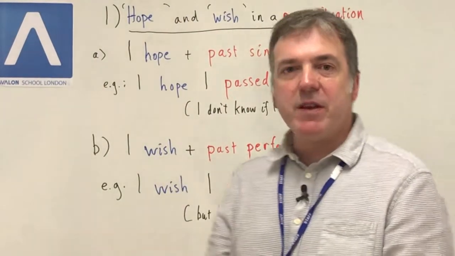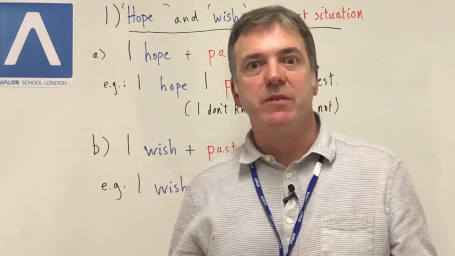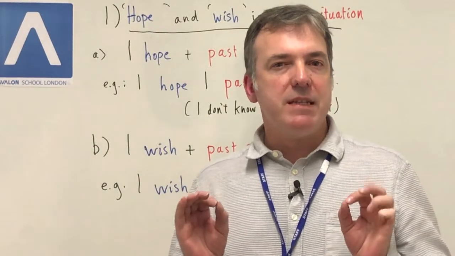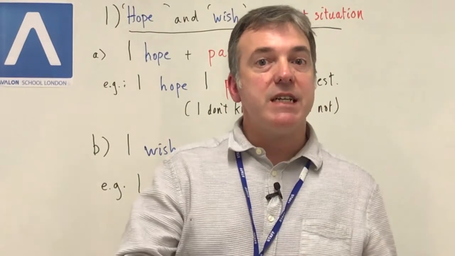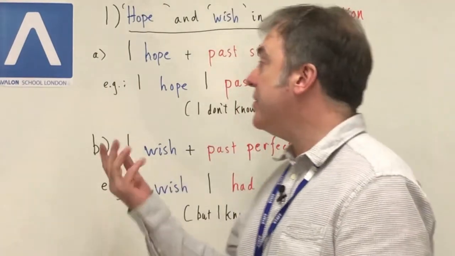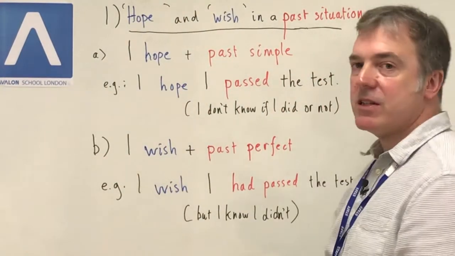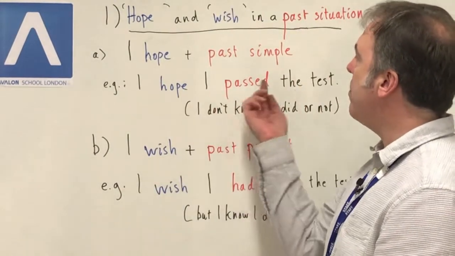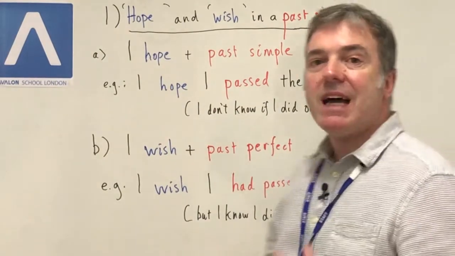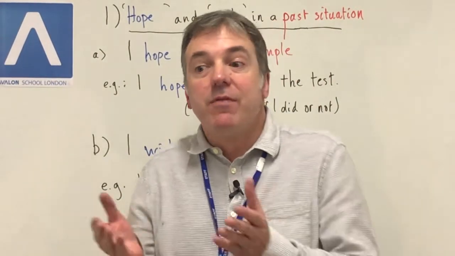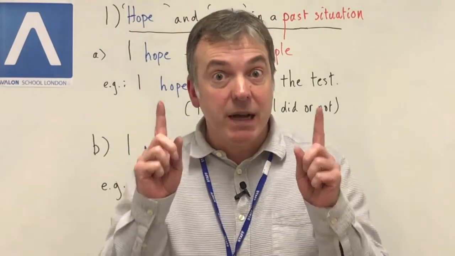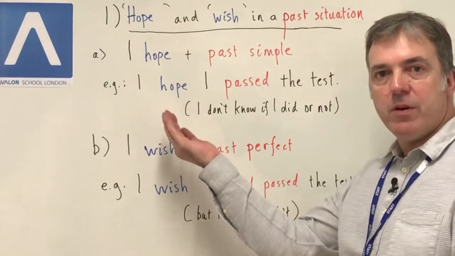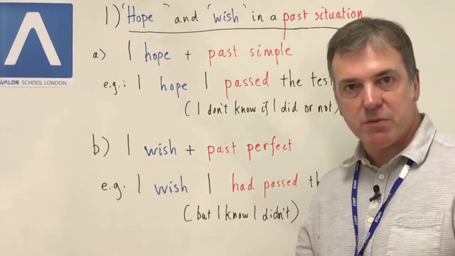At this time of year, many people have taken tests and we're worried about whether we passed or failed. So, if you think it's a possibility that you wrote a test and passed it, then we can use this structure. I hope I passed the test. Here, I hope I passed the test means I don't know if I did or not. I don't know if I passed the test or I didn't pass the test. I don't know, but it's possible. It's a possibility. So therefore, we would use hope, because hope means it's possible.